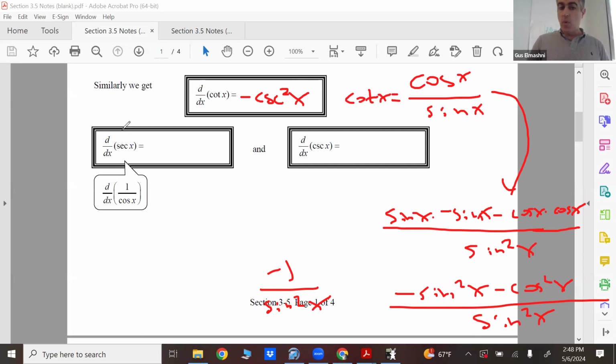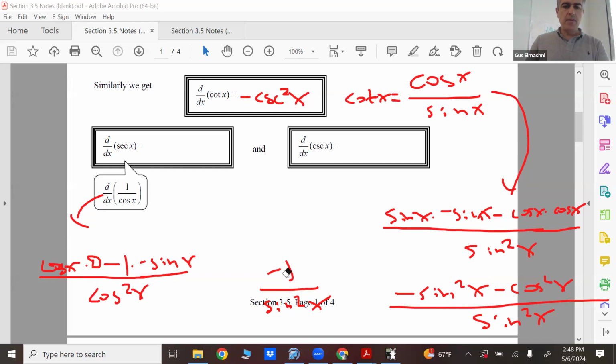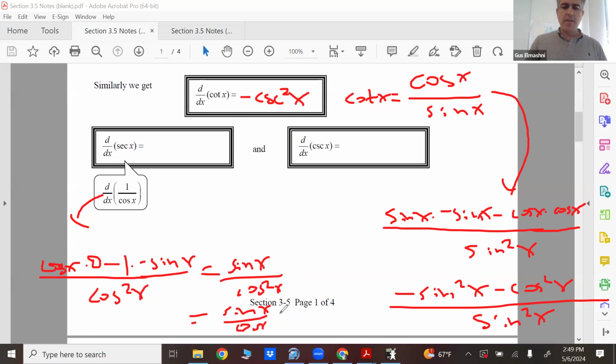Here you could do a quotient rule. So low d high minus high d low. Wait, that's 0, my bad. Minus high d low over low squared. So what do you get for that one? You get sine x, and what's sine over cosine? And what's more of a cosine? So it becomes tan x secant x.